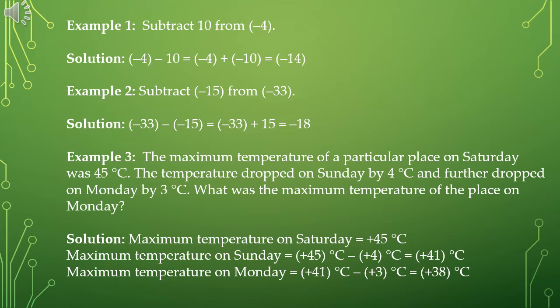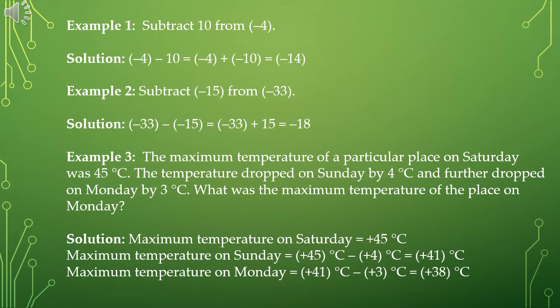Similarly, in the second example, we have to subtract minus 15 from minus 33. So minus 33 will come first, so minus 33 minus minus 15. In the center you can see that there are two negative signs, so minus minus will become plus. So minus 33 plus 15 is minus 18.